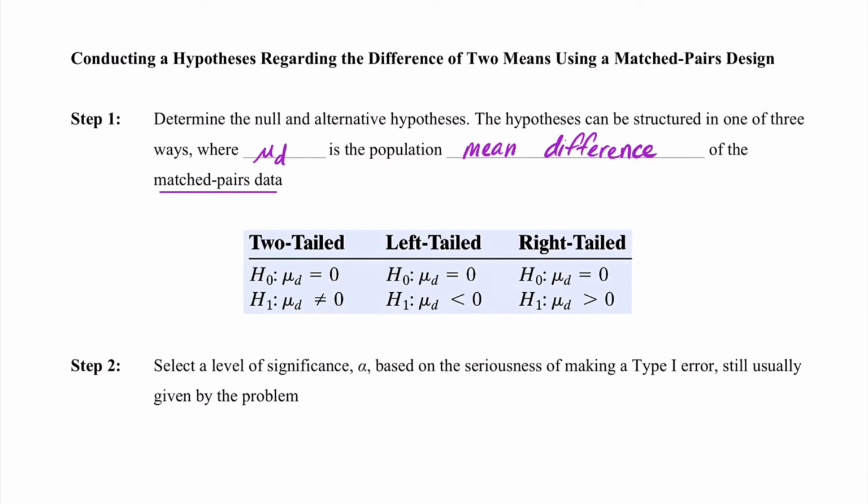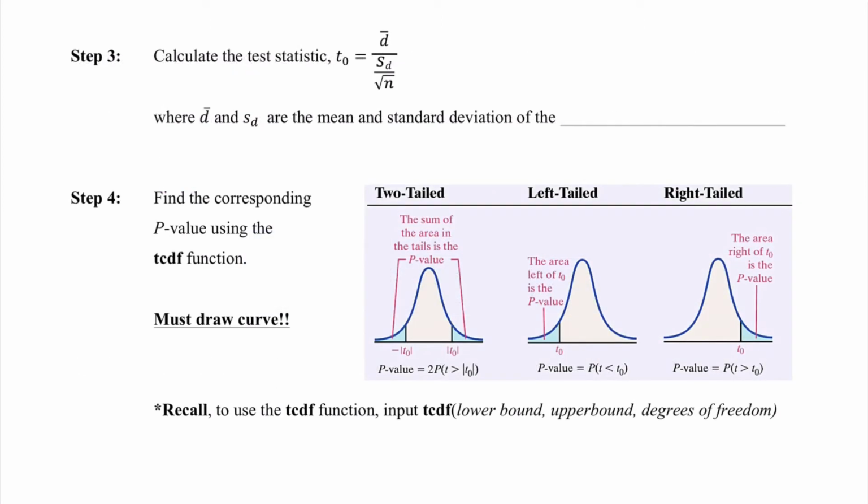Step 2, of course, would be to recognize alpha that's typically given to us from the story. Step 3, as we've seen before, would be to calculate the test statistic, and now we've got t naught, so we're working with Student's t distribution again. Notice d bar and s sub d are the mean and standard deviation of the differences from our data, because remember we're going to be comparing matched pairs data.